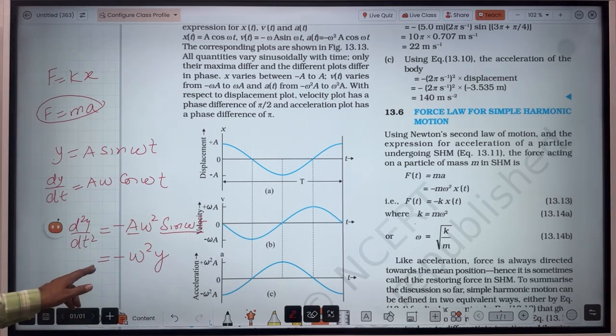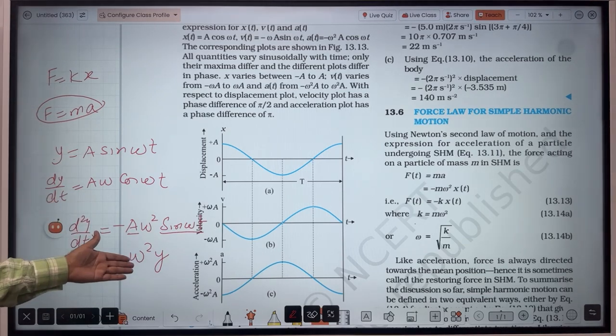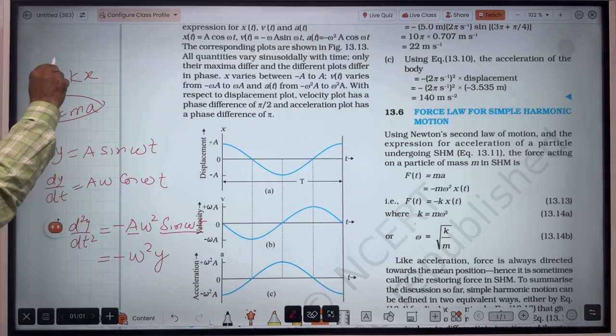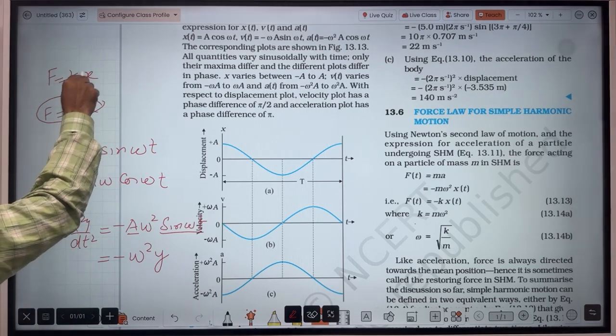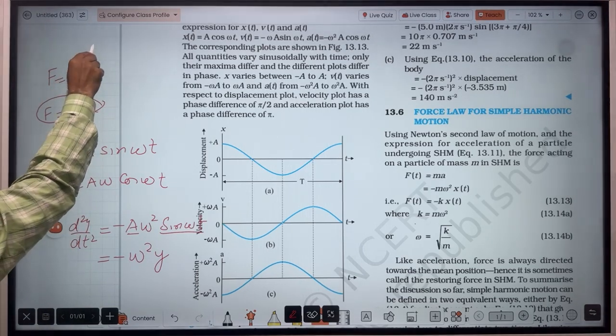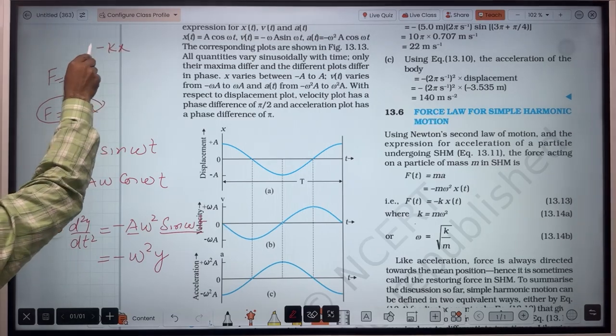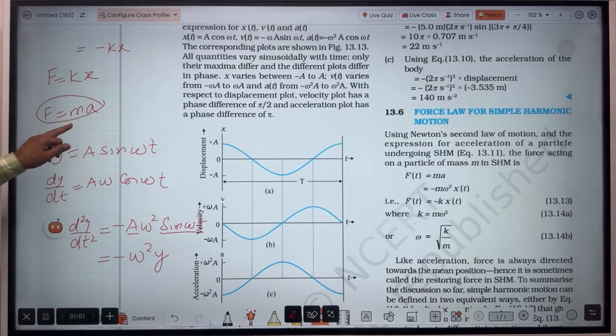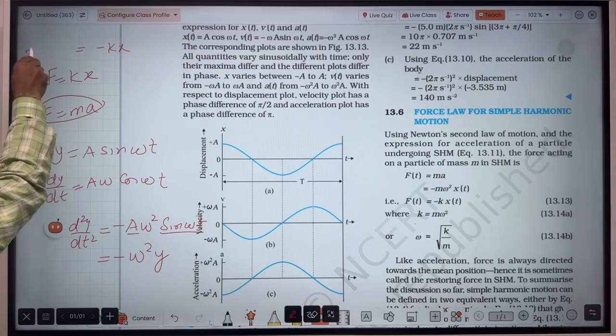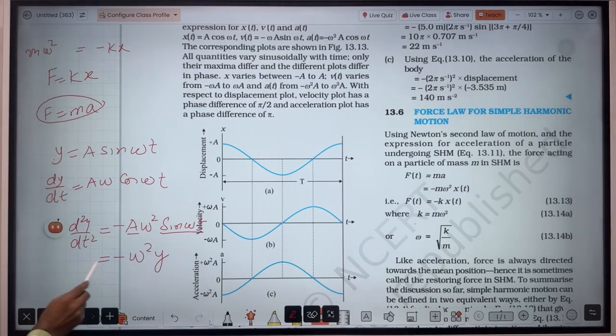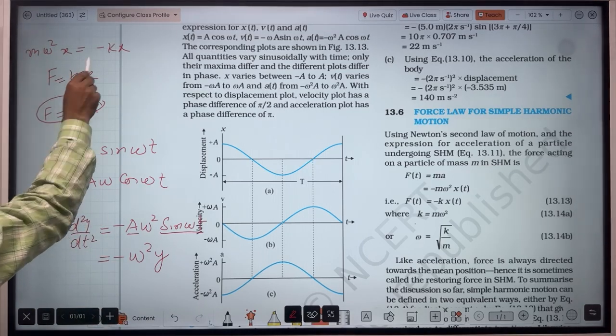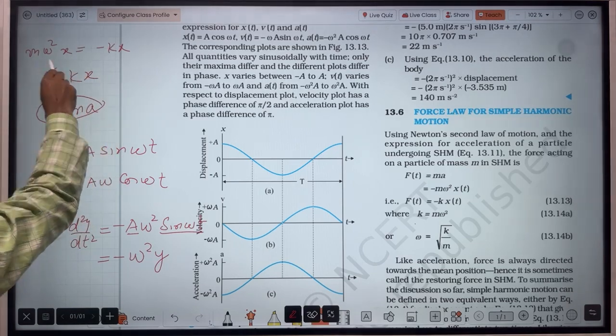So acceleration you are getting as minus omega square y, or in terms of x also you can write, here you have taken it. So you can say you have to take this negative, so minus kx must be equal to ma. So here also m omega square x. So from here what do you get?